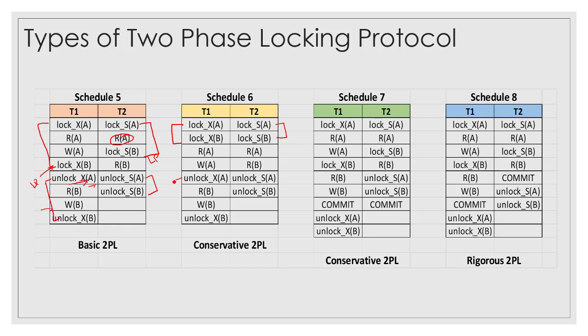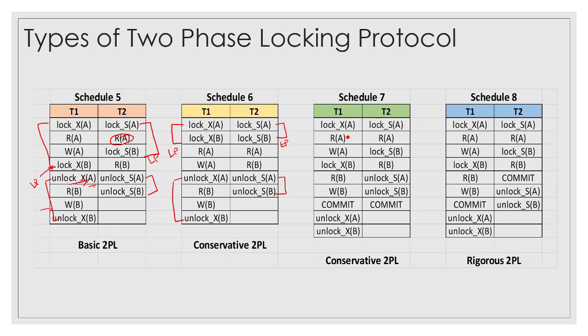Now we are releasing the locks. So this is my shrinking phase for transaction 1 and this is my shrinking phase for transaction 2. Here this instruction is the locking point for transaction 1 and this instruction is the locking point for transaction 2. As it acquires all the locks before starting any other operation in the transaction, it directly ensures that there will be no deadlock.